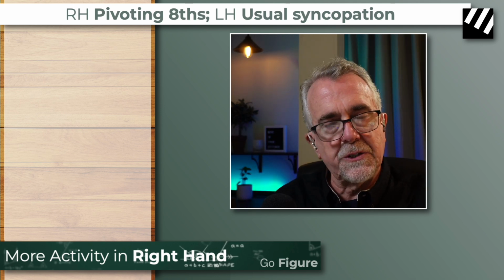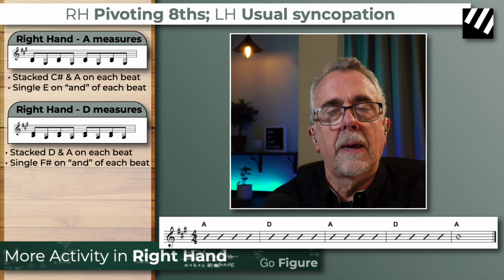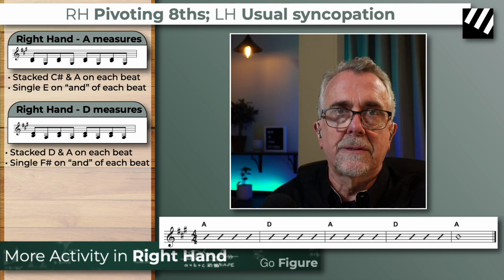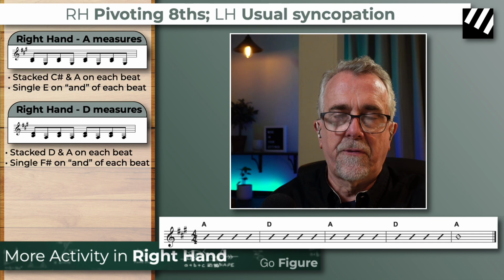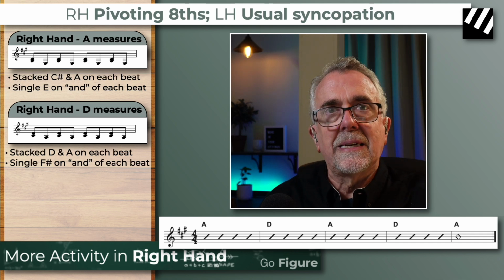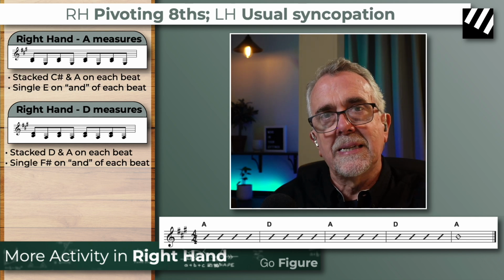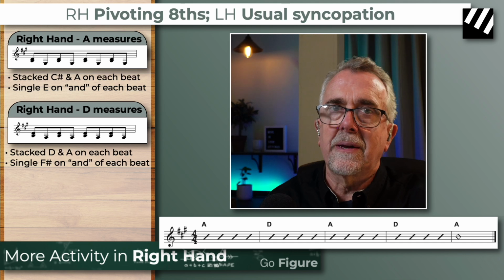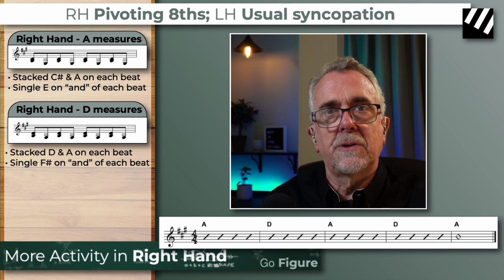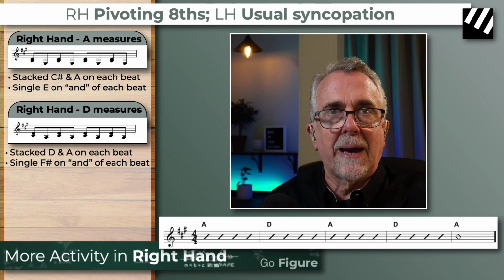So instead of C sharp, A, E together, we'll play C sharp and A, and then we'll play the E below it, like this. 1 and 2 and 3 and 4 and. Same thing with the D chord. Instead of D, A, F sharp all at the same time, we're going to pivot again. We'll play D and A up top, then we'll pivot and play the F sharp below, like this. 1 and 2 and 3 and 4 and. So that's our new activity.